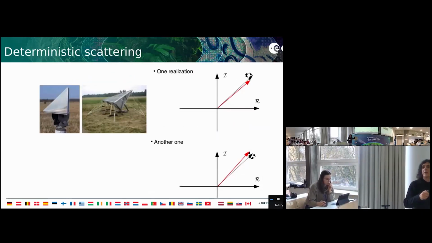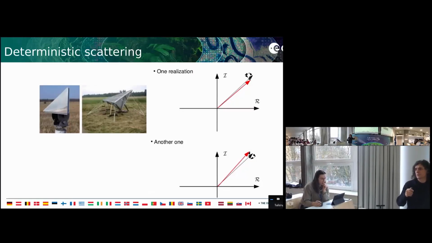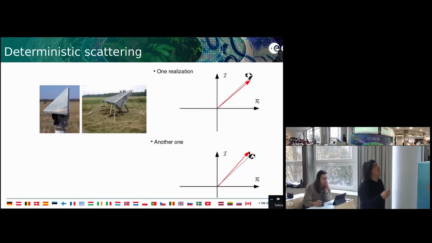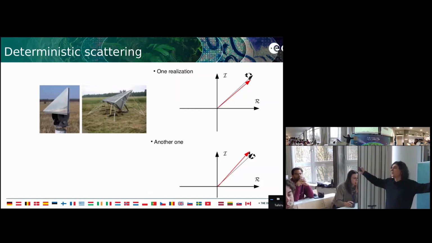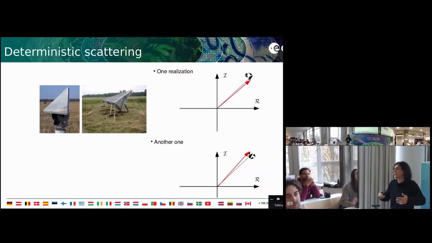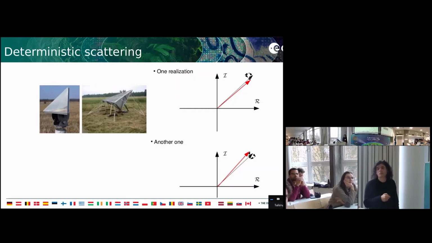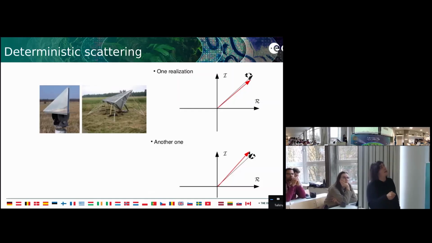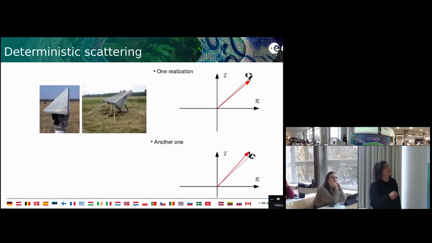Here is another way of looking at what I mentioned before without integrals, without equations, just drawing. This is what you get when you measure a strong scatterer. When we say a strong scatterer, we don't talk about the size, we talk about the reflectivity. This one has a very strong reflectivity because it is metallic and it has a trihedral shape. When you measure this, it is a calibration reflector, and it is surrounded by grass.